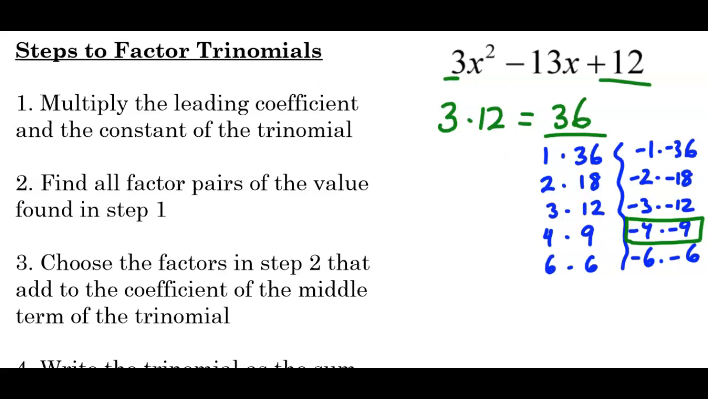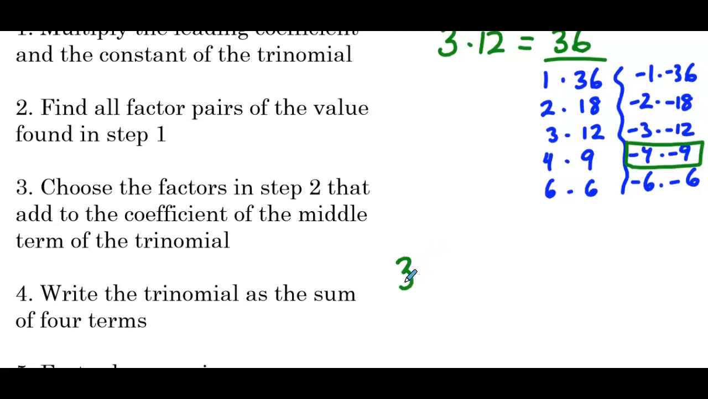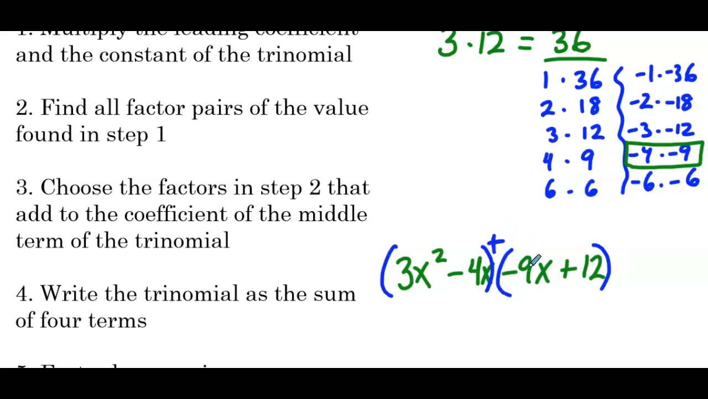So we can rewrite the trinomial as 3x squared minus 4x minus 9x plus 12. And we can group, so we'll group the first two terms together and the second two terms together. Make sure I put a plus sign because I kept the negative 9 together. The greatest common factor of our first two terms is x. We're left with 3x minus 4. The greatest common factor of our second two terms is negative 3. And the reason we want to include that negative is because we want the factors to match.